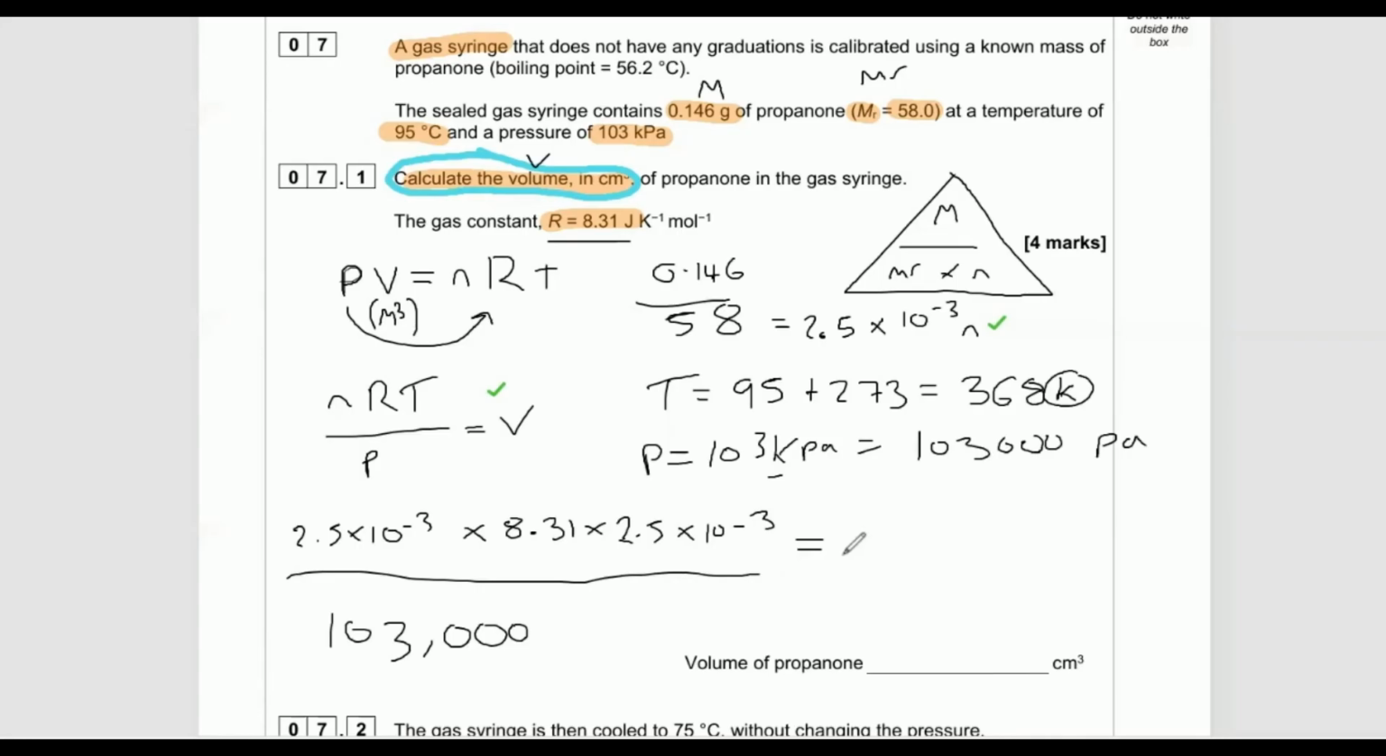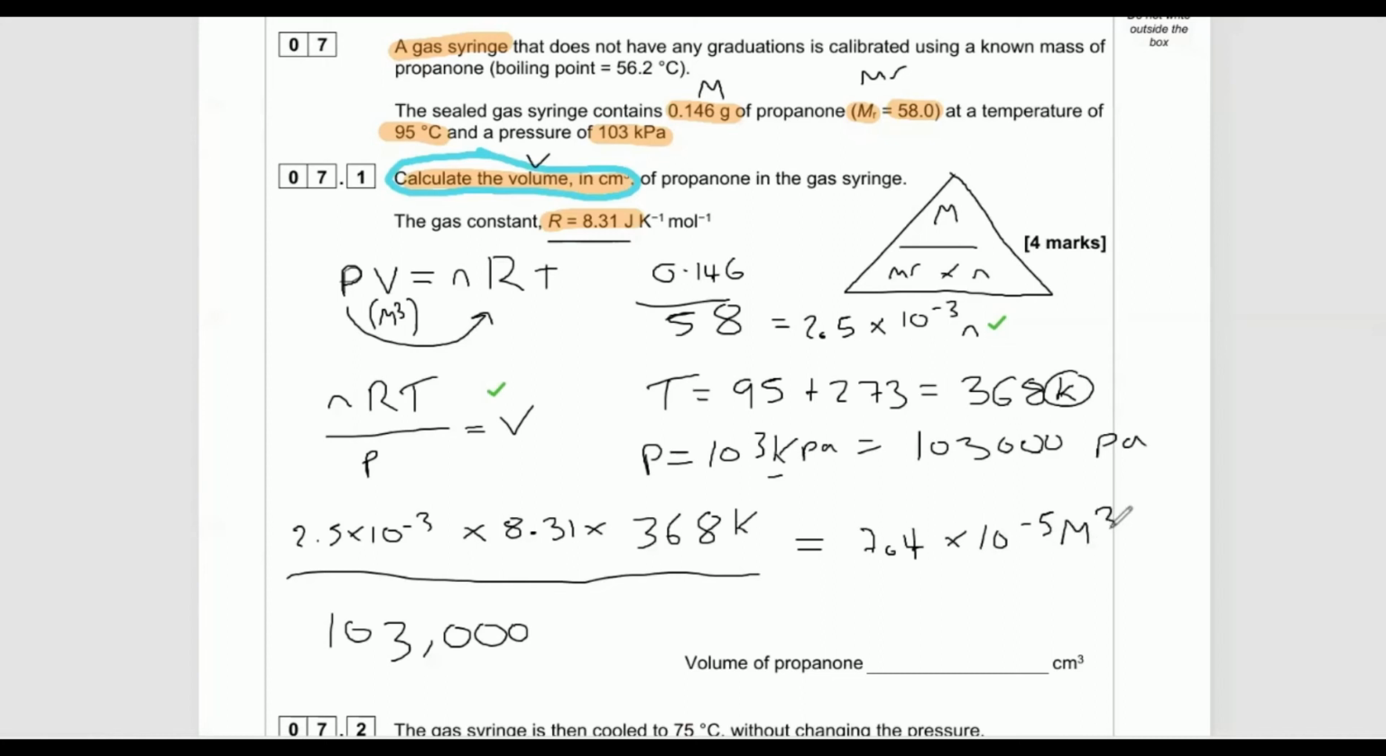I made a bit of a mess up there by putting 2.5 times 10 to the minus 3 twice. That should be 368 there. Whack that in the calculator, and you should get 7.4 times 10 to the minus 5, there or thereabouts. That's going to score you another mark. Now, that's not really our final answer. So that's our third mark.